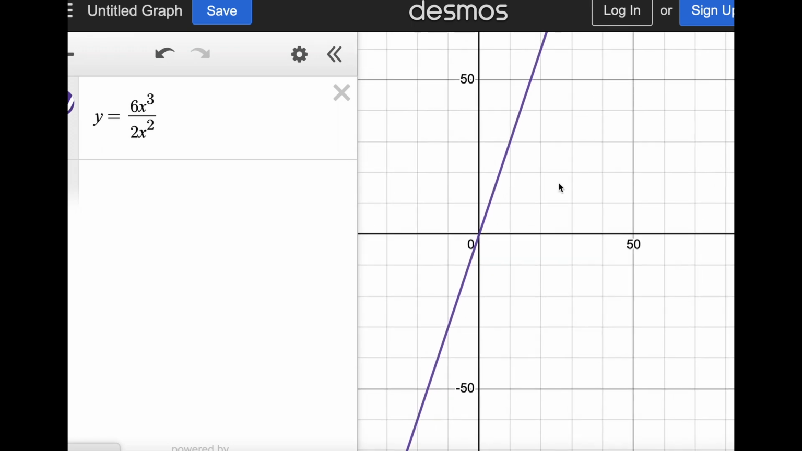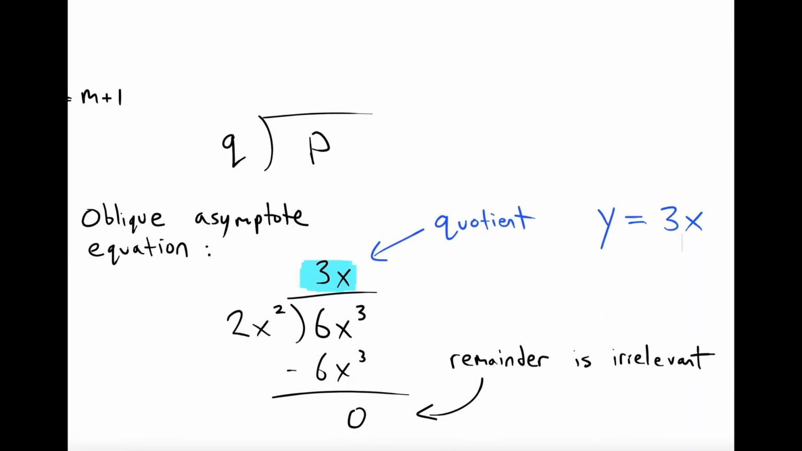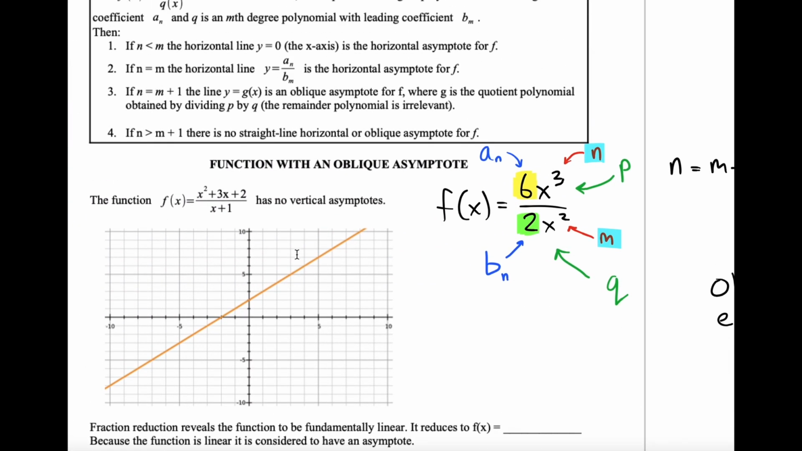Okay, so we do have a slanted line. Let's see if it matches with y equals 3x. It does. Pretty cool. There's one more possibility.